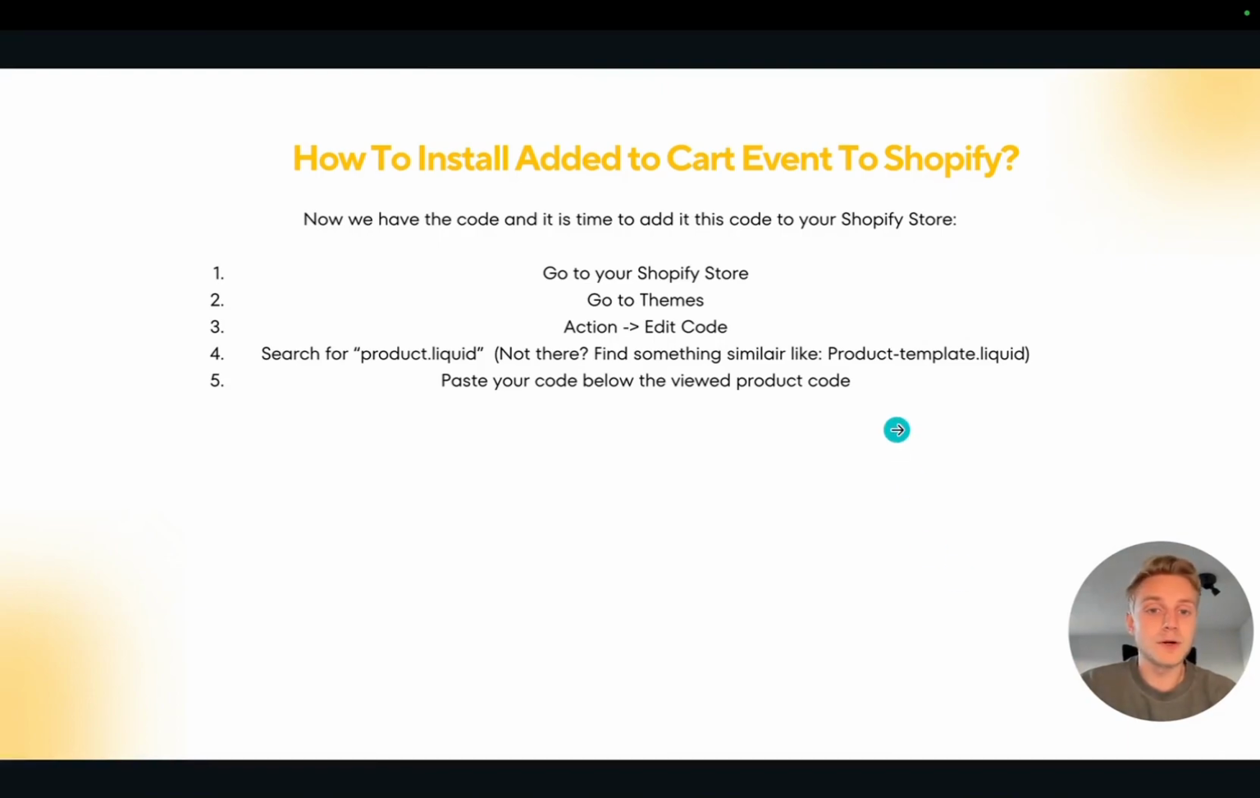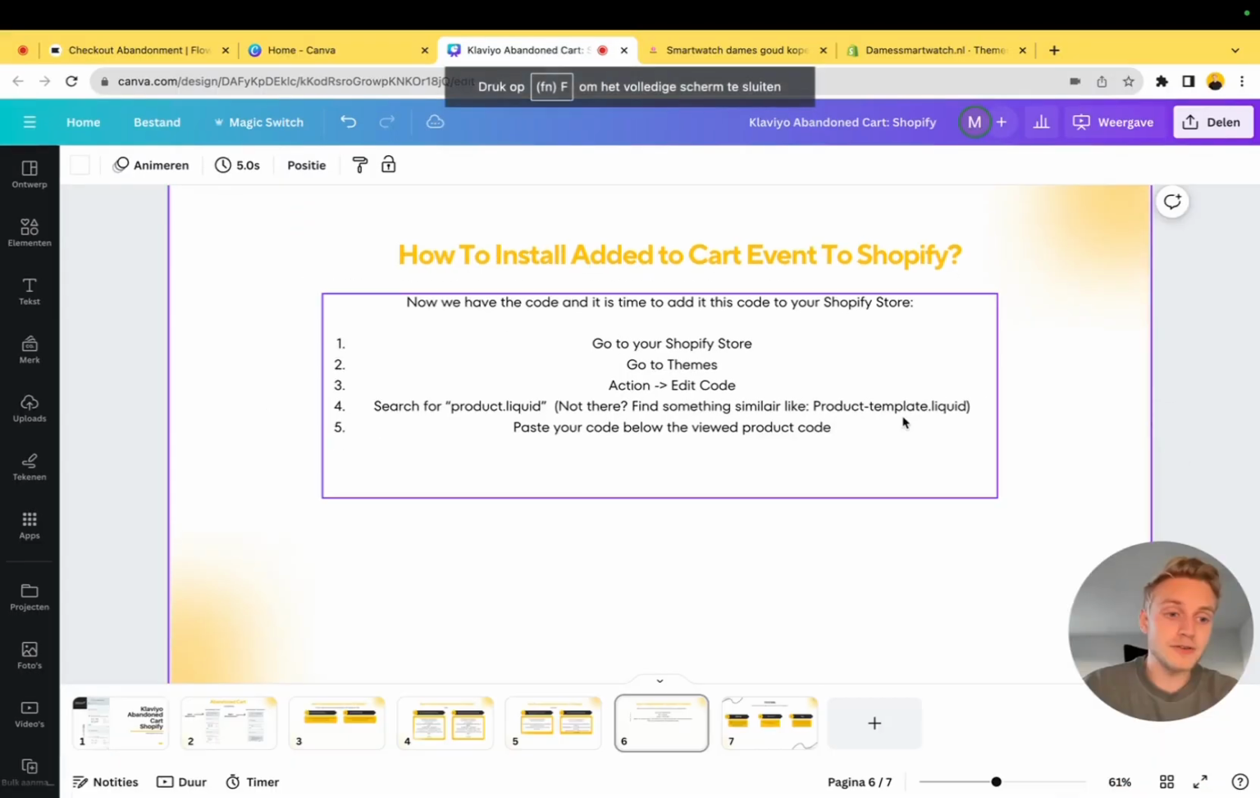So now what we're going to do is go to the Shopify store. We go to themes. We're going to edit the code. We're going to find the product liquid. If the product liquid is not there, find a similar one like product template liquid or something else. And then you can paste your code below the viewed product. So let's go to a shop of a friend of mine.